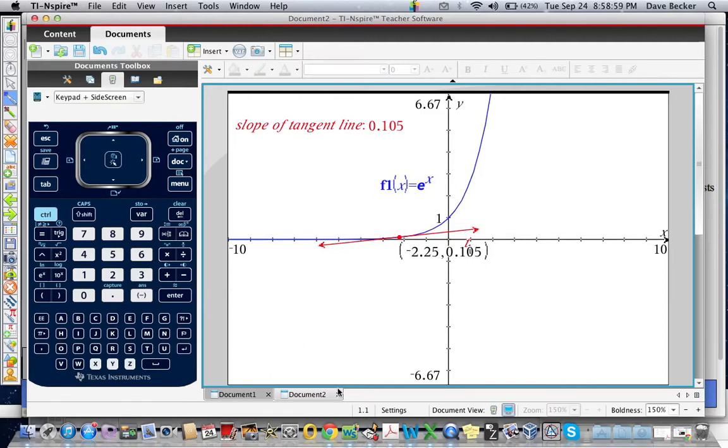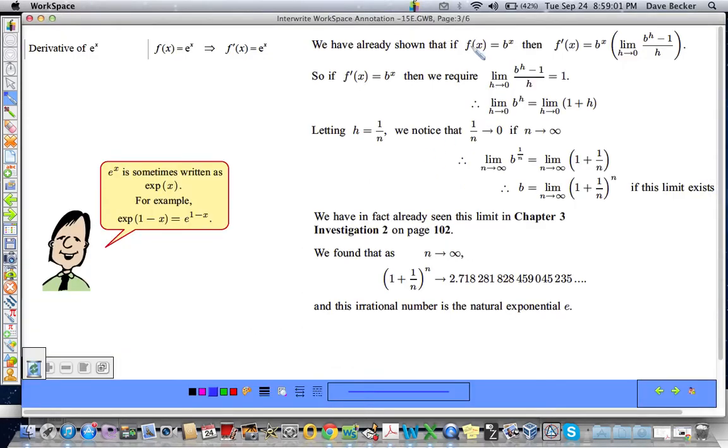A bit of a formal proof, I just put it on there, appears here. We had talked about the number e and how we came across it: the limit as n goes to infinity of (1 plus 1 over n) to the n. We did that back in chapter 3. But for right now, there's a formal proof that I can show you in class.